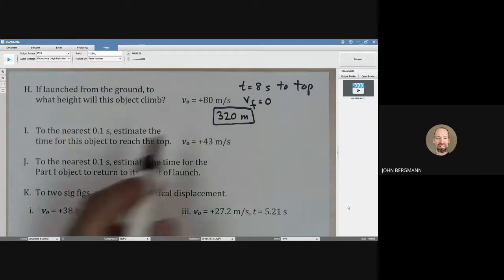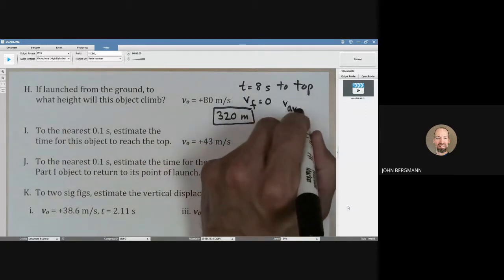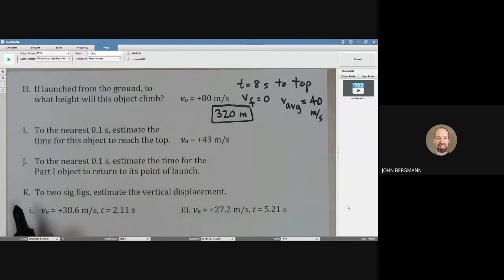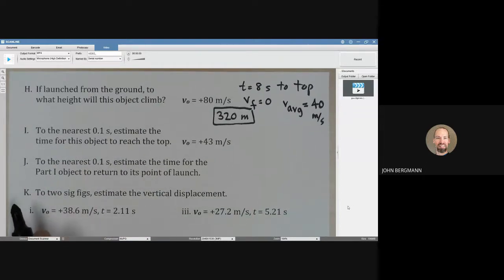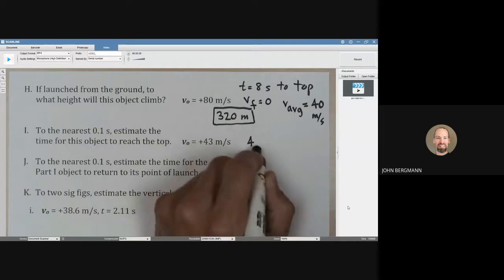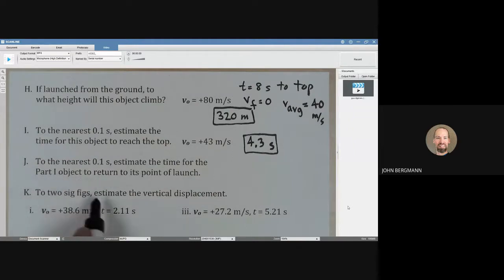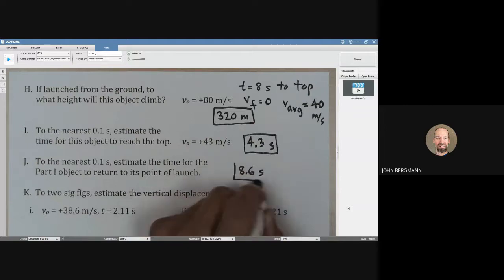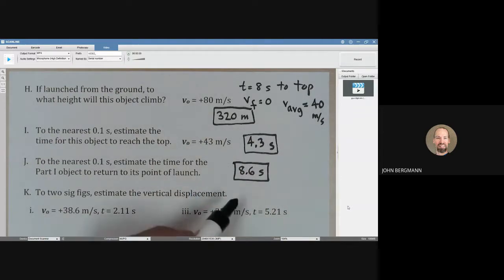8 seconds multiplied by the average, did I write that here? V average equals 40 multiplied by 8 seconds. Let's try letter I. To the nearest 0.1 seconds, estimate the time for this object to reach the top. Well, if the acceleration is approximately 10 meters per second squared, then it's going to take approximately 4.3 seconds to get to the top. Letter J, how long would it take to return to its point of launch? Well, it would be double the time that it takes to get to the top. 4.3 seconds to get to the top, another 4.3 to come down, so that means 8.6 seconds.